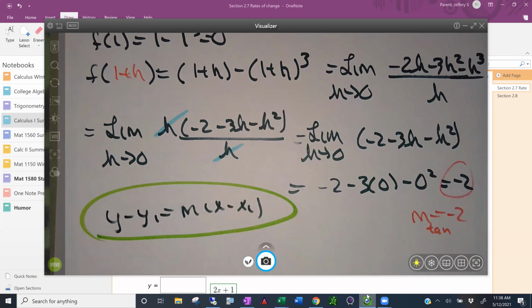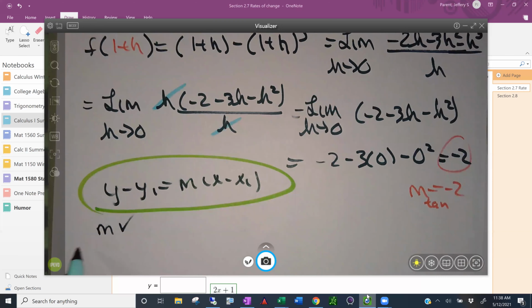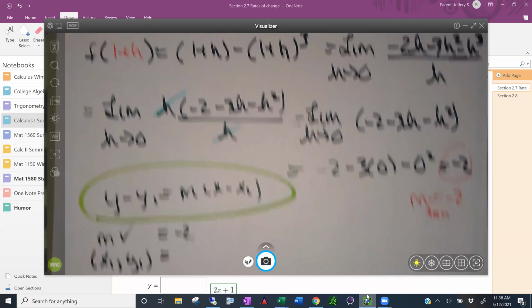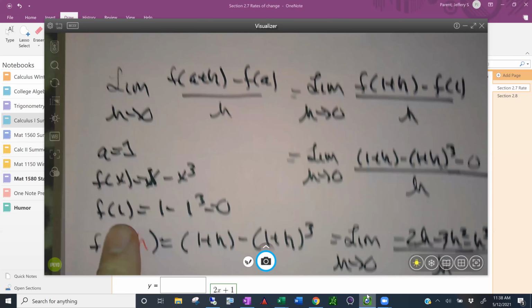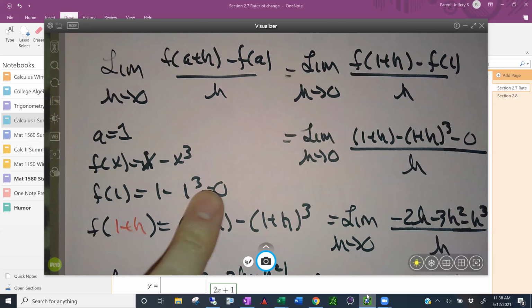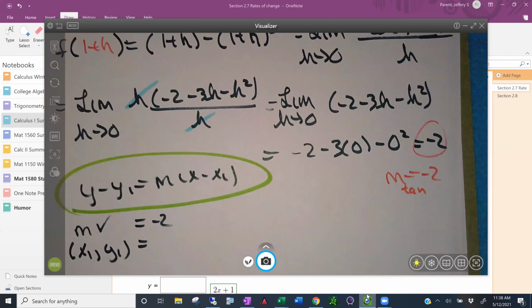Now, there's 2 things you need for this. You need to know the slope, which we've got, and we also need a point x1, y1. And we've actually already got that. Our slope was -2. Our point, we calculated that all the way back up here. When we put in a 1 for x, we got a 0 for y. So 1, 0.